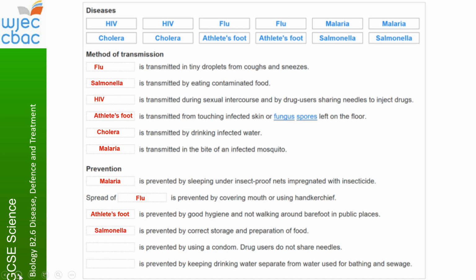Salmonella is prevented by correct storage and preparation of food, particularly of raw chicken. HIV is prevented by using a condom and drug users not sharing needles. And cholera is prevented by keeping drinking water separate from the water used for bathing and sewage.